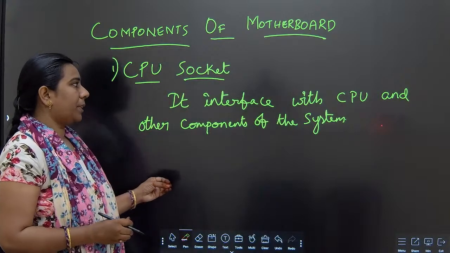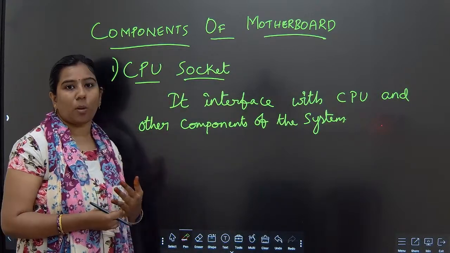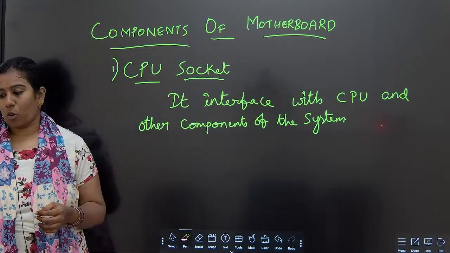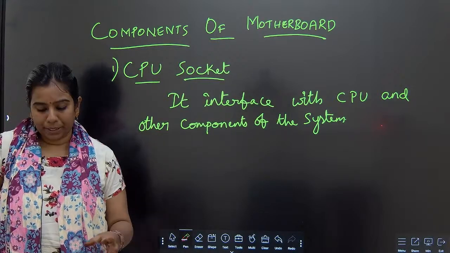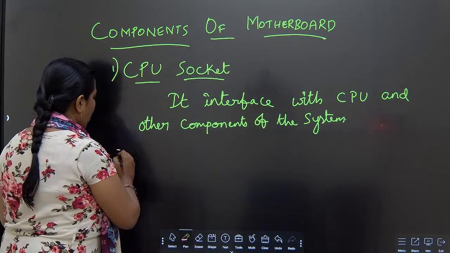Okay, what does CPU socket mean? It interfaces with the CPU and other components of the system. So that is the main use of the CPU socket. Next, we have the RAM slots.